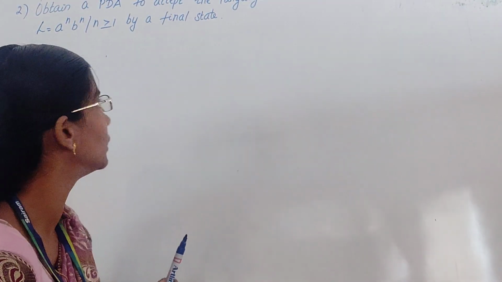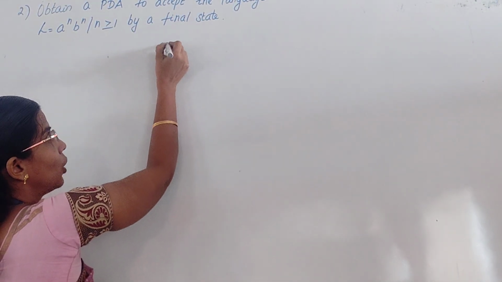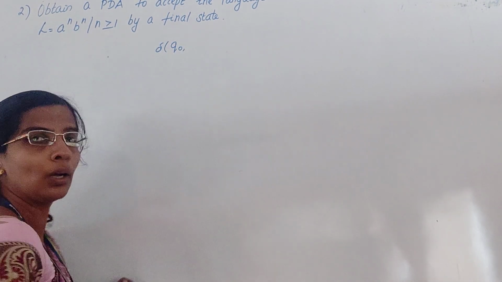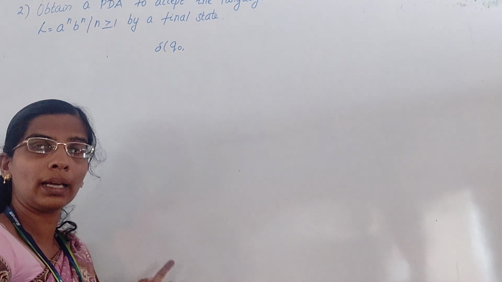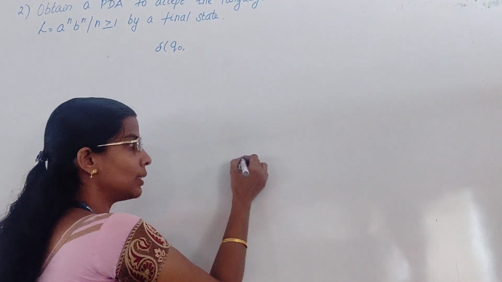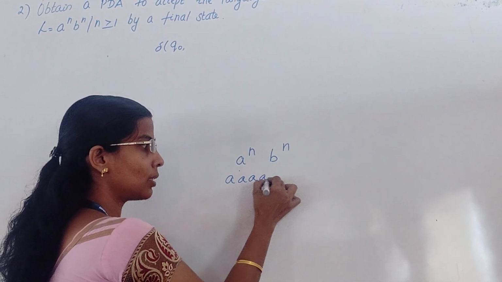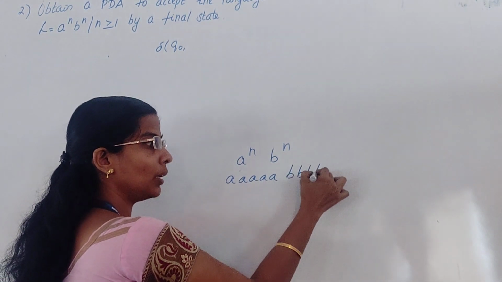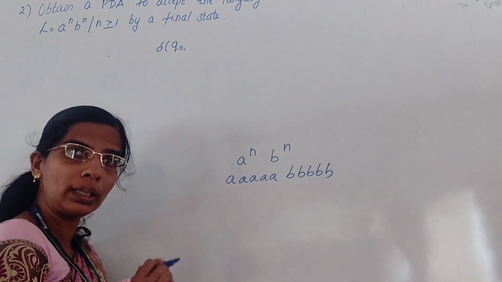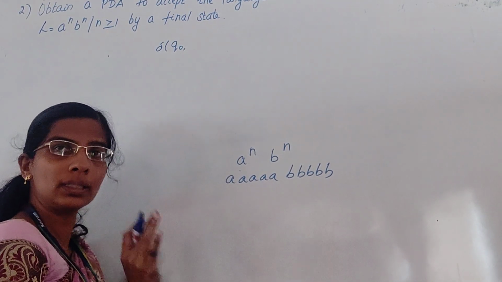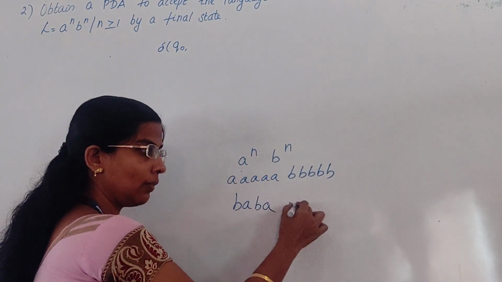So we will start with our start state. Which is our start state? Delta of Q0. What could be your first symbol? I can have only A. As I said, it is A^n B^n. First I should have all A's, then I should have B. So my first symbol, I can have only A. If I have B, it is an invalid string. Suppose if I have like this, it is an invalid one.